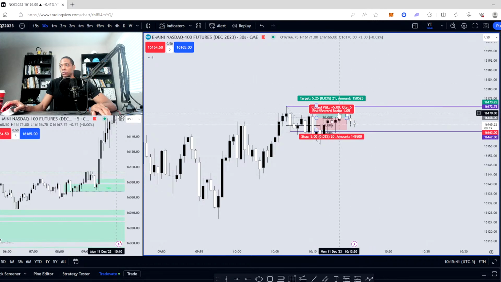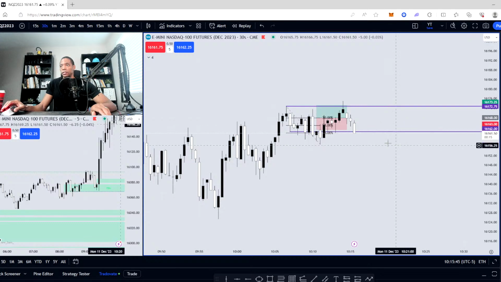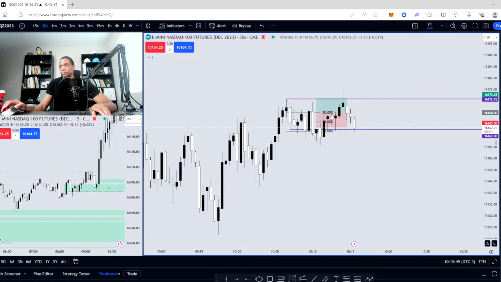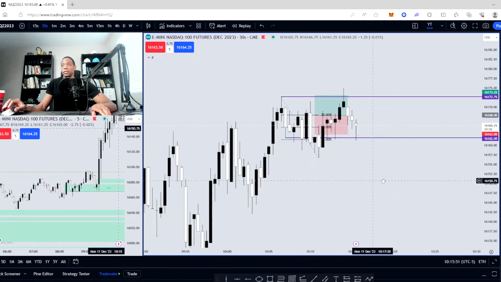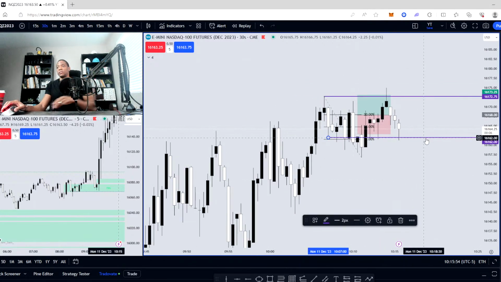Then we wait for price to sweep, and it did. It took the high. Then we put the Fibonacci out. And as you can see, this trade would have been a loser. We would have lost this trade. But that is the mechanics of it.